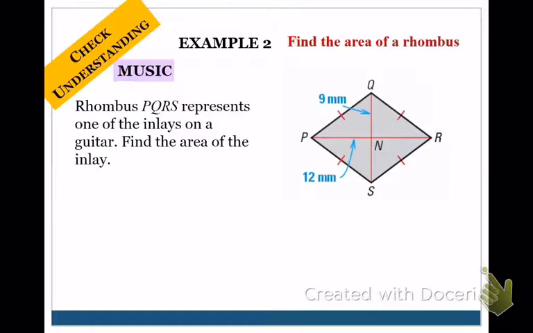All right, so let's try to use this stuff. Here's a rhombus, PQRS. It represents one of the inlays on the guitar. Find the area of the inlay. Okay, well, it's a rhombus, so we need 1/2 times the diagonals.